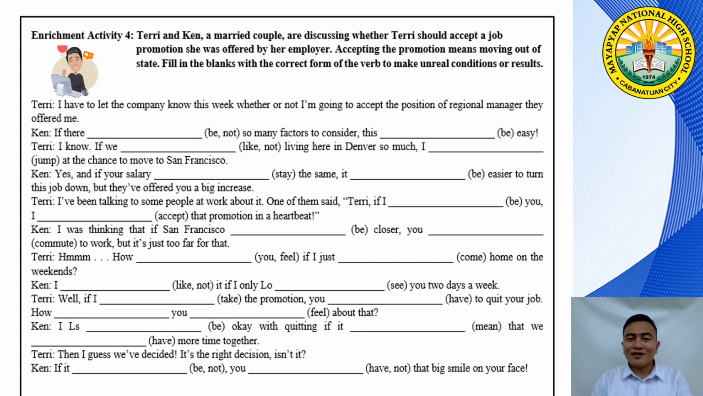For enrichment activity 4, Terry and Ken, a married couple, are discussing whether Terry should accept a job promotion she was offered by her employer. Accepting the promotion means moving out of state. Fill in the blanks with the correct form of the verb to make unreal conditions or results.